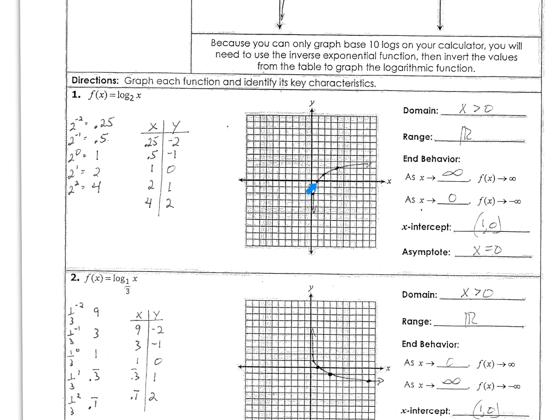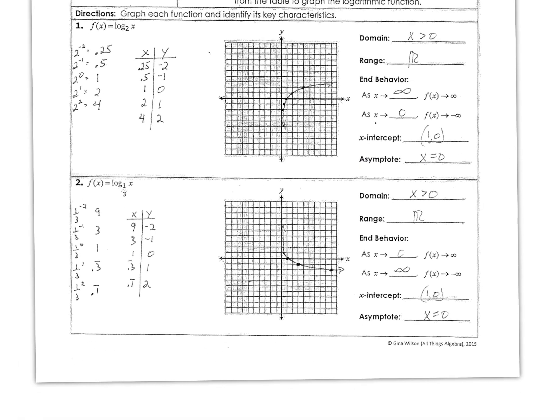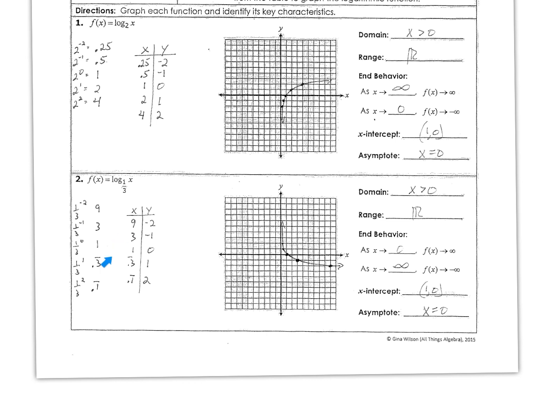And then, of course, the x-intercept here is at (1, 0). That's because anything to the 0 power is 1. So (1, 0). And then, of course, the asymptote that we discussed, okay? Now, you can see here the rest of the notes that you can take a look at are here at number 2. I'm going to move on to number 3.